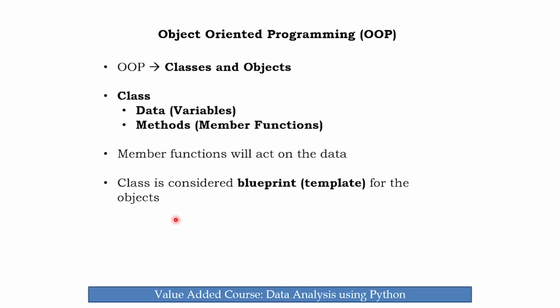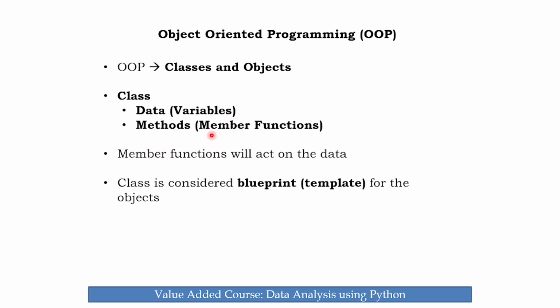Before going to the actual definition, first we must know what is inside the class. A class has two things. One is data, we can also call it variables. The second one is methods, we can also call them member functions. These member functions will act on the data.